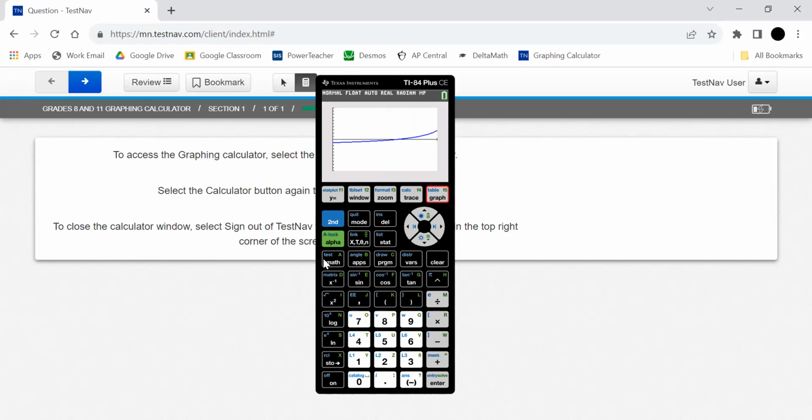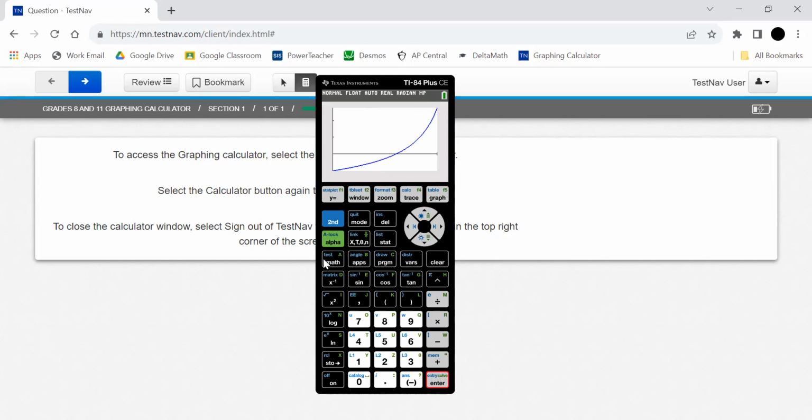You can also get your graph to stretch out using the entire vertical space, but still keeping the x range the same, which can be helpful sometimes also, by hitting zoom. And then you're going to go all the way down to option 0, zoom fit. And if you hit enter on zoom fit, it kind of stretches it out.